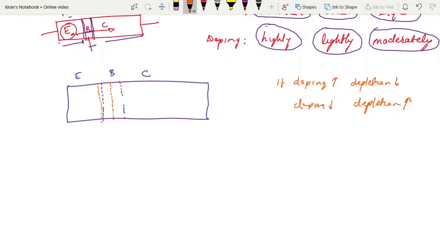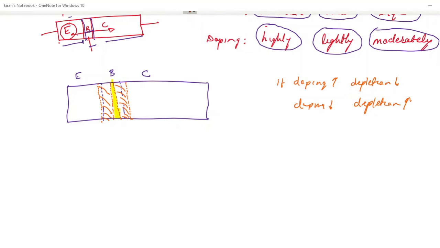right? Similarly, in case of collector and base junction, since it is moderately doped, the width will be a little bit larger as compared to emitter, but over here also the depletion region width will be larger. So this is my depletion region, collector base depletion region, and this is emitter base depletion region. And now look at this particular size over here. This is the size of base we are talking about.